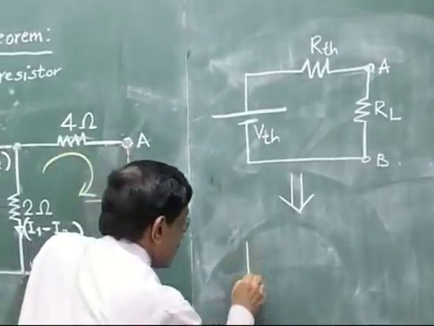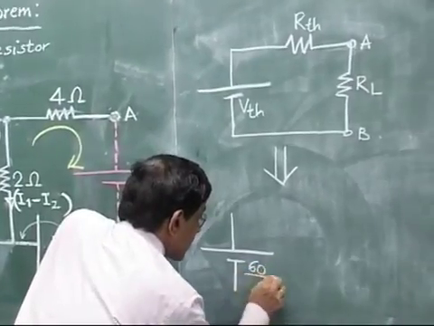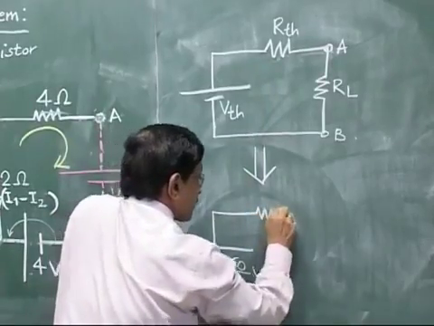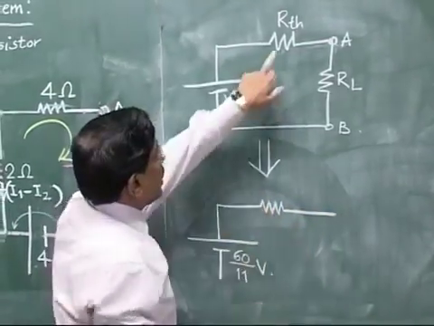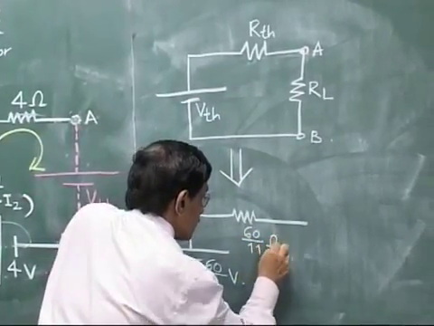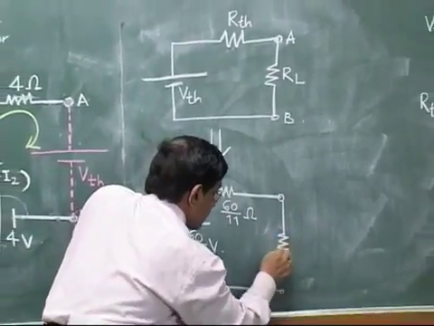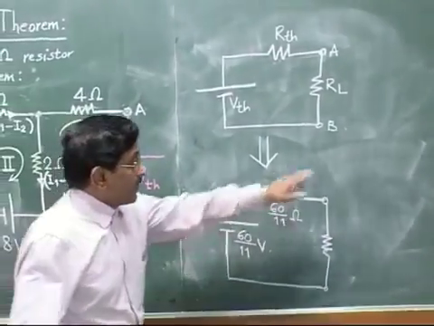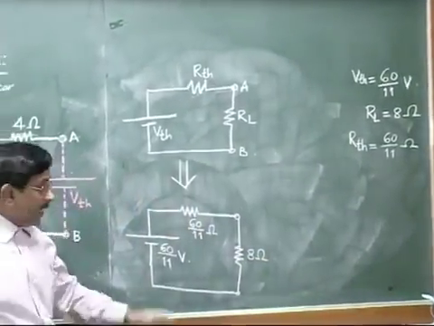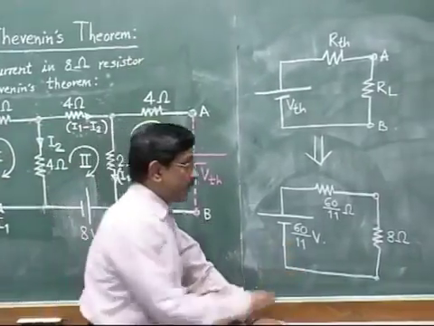A battery source VTH, but this value we have calculated as 60 by 11 volt. So I will write here 60 by 11 volt. Then a series resistance RTH, but this value we have calculated, it is 60 by 11 ohm. And across these 2 points A and B, it is our load resistance, which is already mentioned in the problem, that is our 8 ohm. So 8 ohm here. Thevenin said that you can convert any such circuit into this particular form finally.